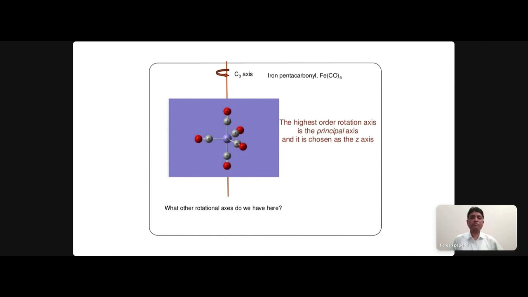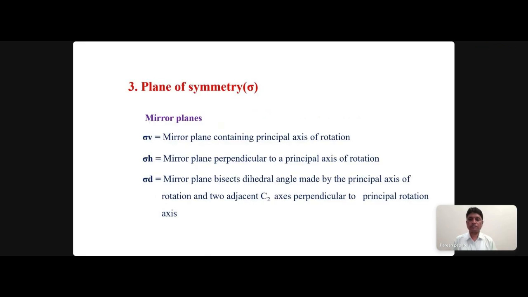Another molecule is iron pentacarbonyl. In case of iron pentacarbonyl, the main principal axis is C3. Why? If we rotate this molecule along this axis by 120 degrees, we get the equivalent orientation position. We know that the shape of the Fe(CO)5 molecule is a trigonal bipyramid. So if we rotate this molecule along this axis by 120 degrees, we get the equivalent orientation. If we rotate it along this axis by 180 degrees, we get the equivalent position. So in this case, C3 is perpendicular to 3 C2s.